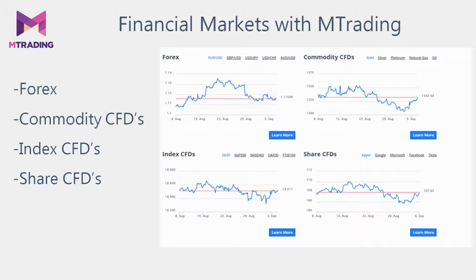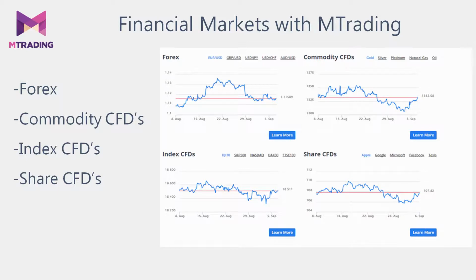Then, as we can see, we also have share CFDs, but I'm quite sure you all know what they are, so we won't go into much detail. But as shown, you can buy and sell share CFDs of Google, Apple, and many other blue chip companies. We just can't list them all on this slide, but we have them all listed on our website.